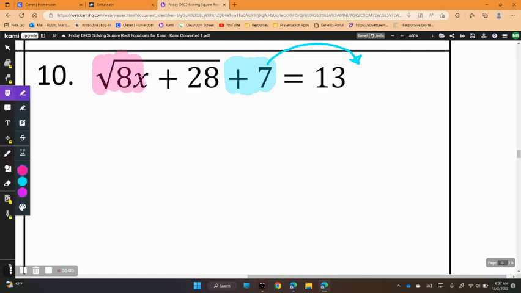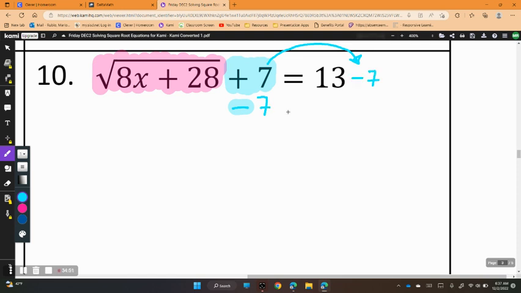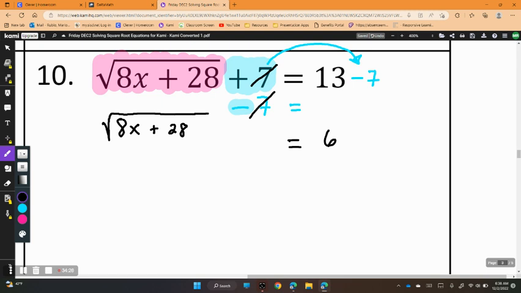Then we'll focus on simplifying this. The way I can accomplish that is by subtracting 7 from both sides. Those 7s cancel each other out. Bring down my equal sign. Bring this down. 13 minus 7 is, we said that was 6.